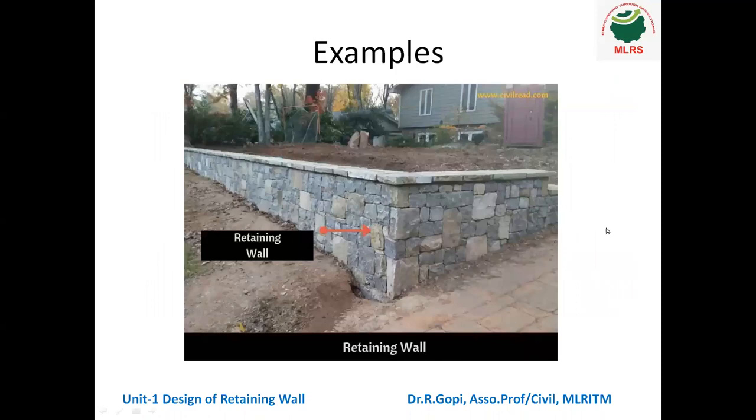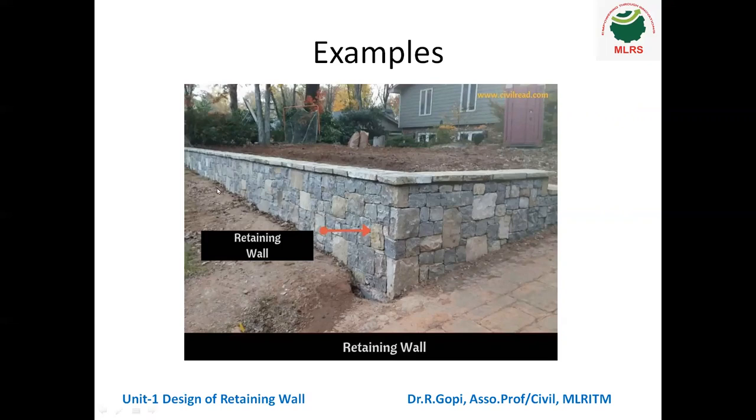So this is a simple example of a retaining wall. You can see this retaining wall is constructed using stones only. That means rubble masonry. You can see one is the upper portion of soil, another is the lower portion of the soil. This is constructed in a residential area.